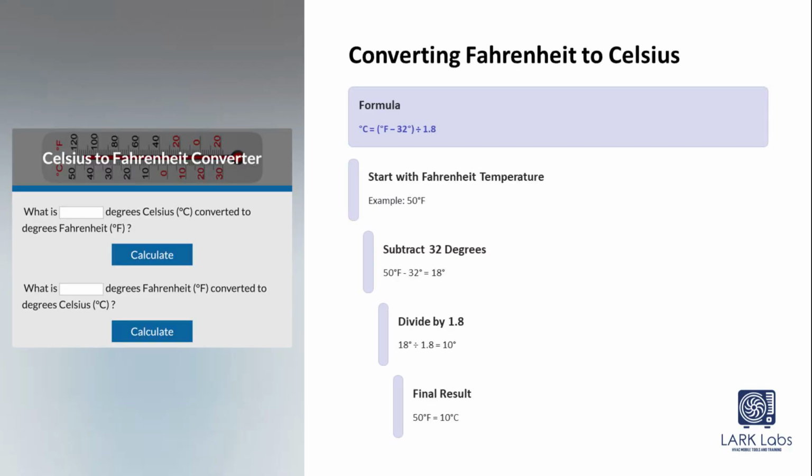To convert Fahrenheit to Celsius, subtract 32 from the Fahrenheit temperature, divide by 1.8, and you have your result. This conversion helps in aligning temperature measurements across different systems and regions.